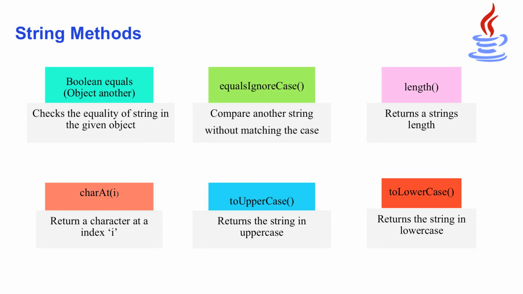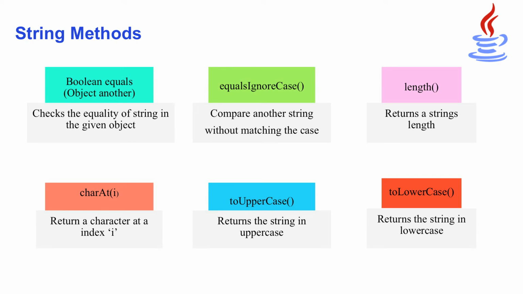So first of all, have a look at the list. The first method is the boolean equals method. This method checks the equality of a string with the given object. The next method is the equalsIgnoreCase method. This method compares another string without matching the case.